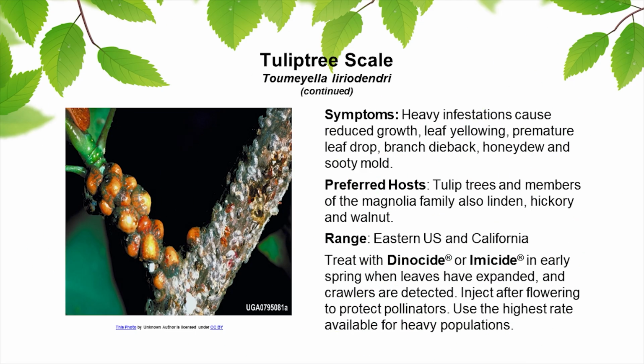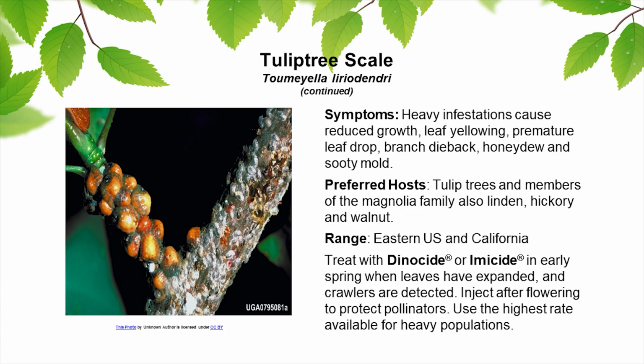Heavy infestations of Tuliptree Scale cause reduced growth, leaf yellowing, premature leaf drop, branch dieback, honeydew, and sooty mold. Preferred hosts of Tuliptree Scale include tulip trees and members of the Magnolia family, also linden, hickory, and walnut. Tuliptree Scale can be found in the eastern United States and in California.